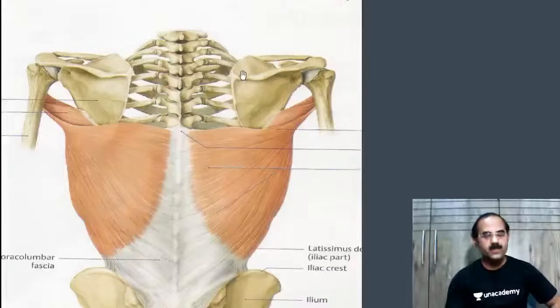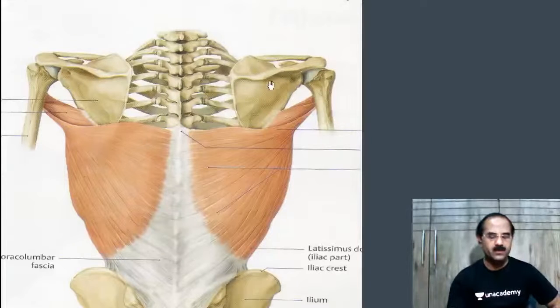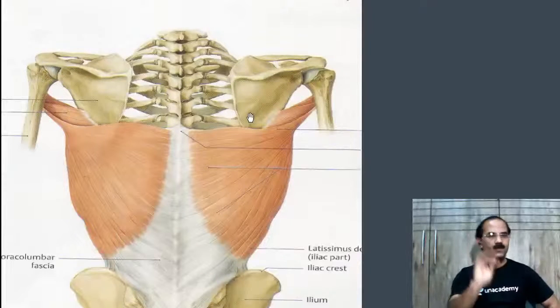What is the muscle which begins from here? That's the supraspinatus. And what is the muscle which begins from here? That's the infraspinatus. So this would be the supraspinatus, this would be the infraspinatus. I'm just telling you all this.